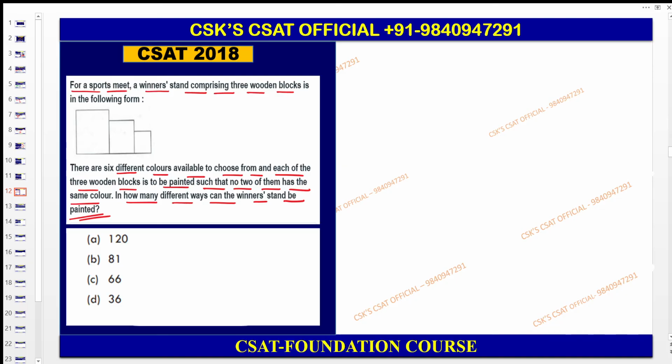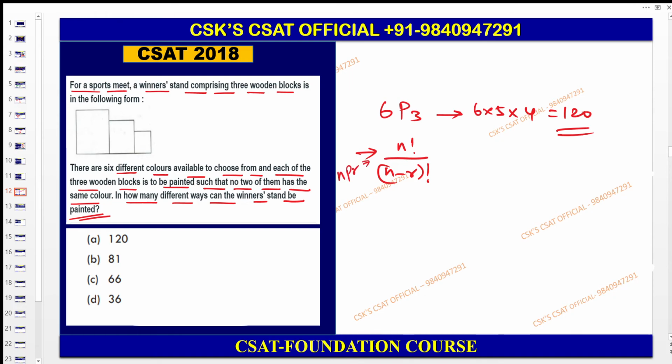Okay, 6 colors, 3 boxes, right? Simple, 6P3. How to write here? 6P3 is n factorial by n minus r factorial. Or else, in a simple manner, move 3 places from 6: 6 into 5 into 4. That's it, 120. Or else you can use the nPr formula also. Anything you can use. So 120 is the correct answer. Anybody having doubt here?